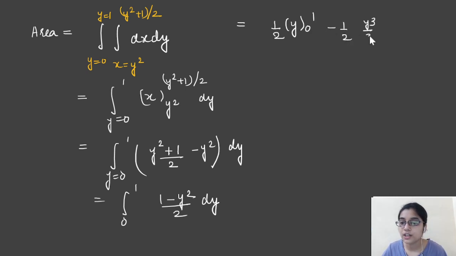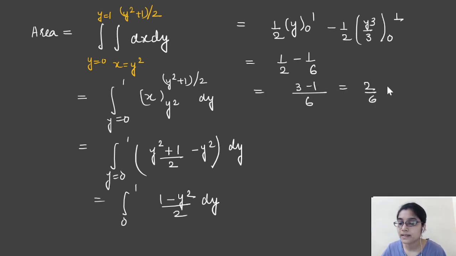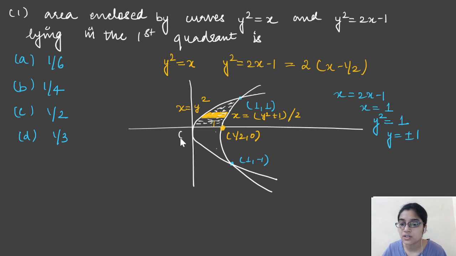Here we have y³/3, 0 to 1. This is what we are getting. It came out to be 1/2 minus 1/6. So you see that it is going to be like this, 2/6, that is 1/3. So the answer for this question, that is the area of this region, suppose I am naming it as OAB, then the area of the region OAB came out to be 1/3. So D is the correct option for this question.